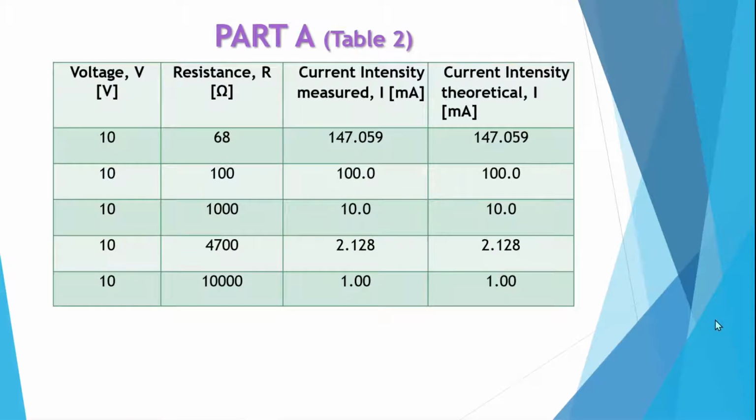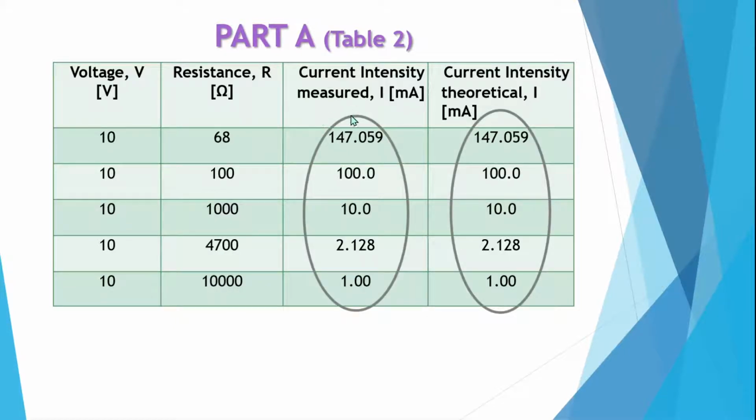Moving on to part A, table 2. You can see that voltage is constant, which is 10 volt, and resistance changes from 68, 100, 1000, 4700 and 10,000. The one we have to measure is the current intensity, and we calculate using the formula for current intensity theoretical.